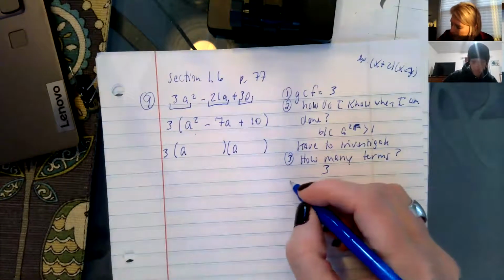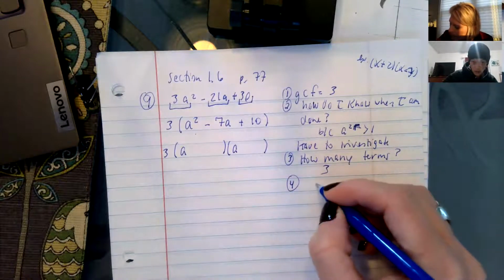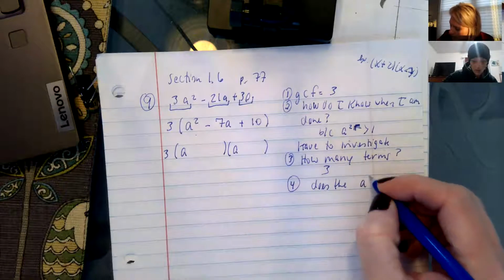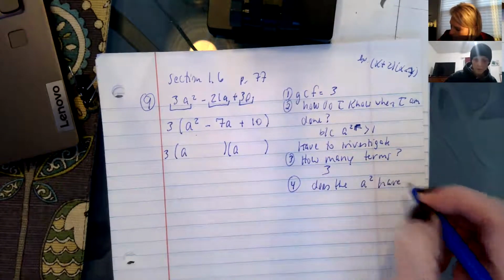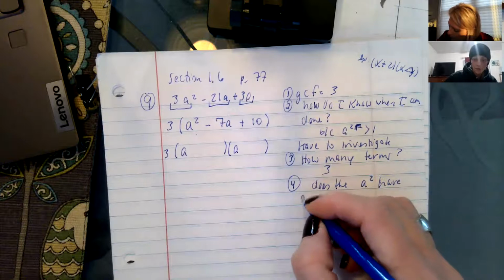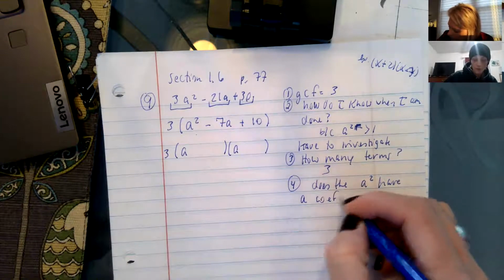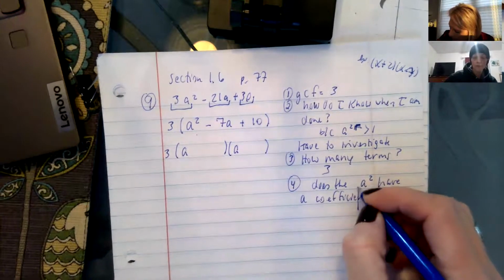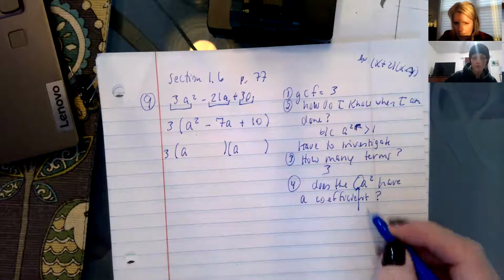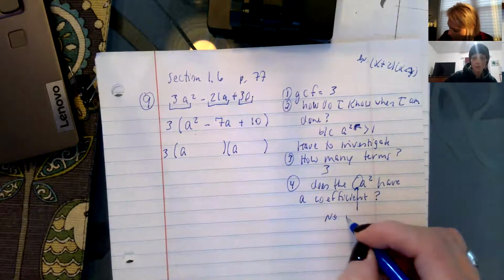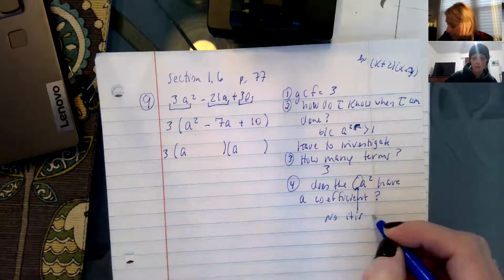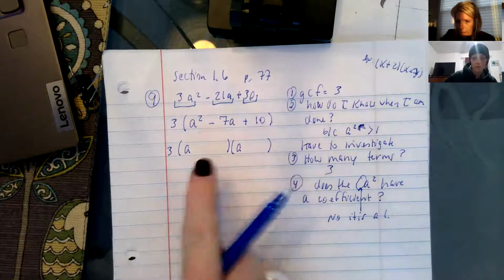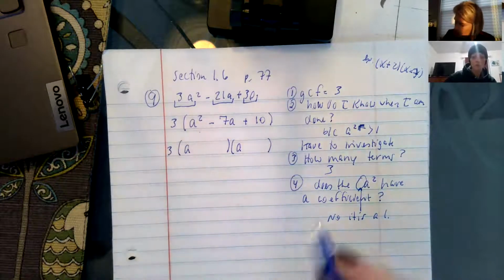Okay, and does the a squared term have a coefficient, is what it's called. So we're asking right here, is there something on that A? And no, it is a 1. It's an unsaid 1. So because it's a 1, it can only be a simple A times A. We don't have to worry about anything on that A, okay?